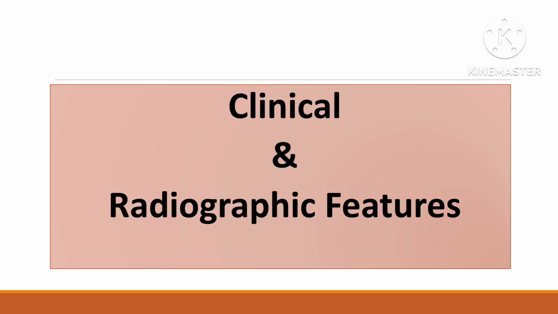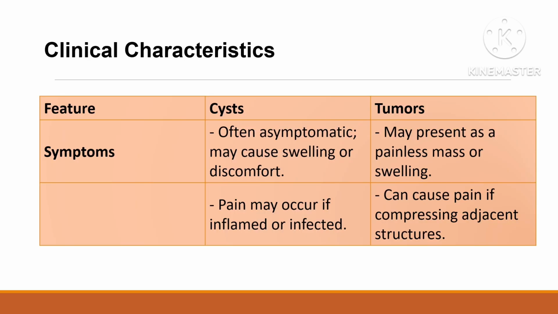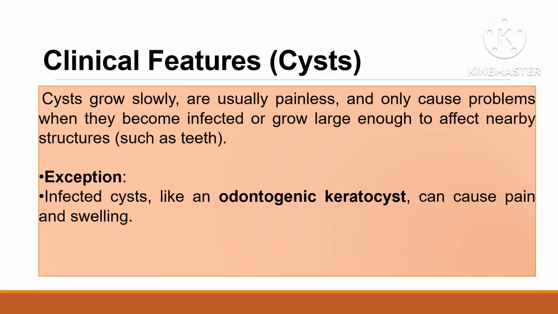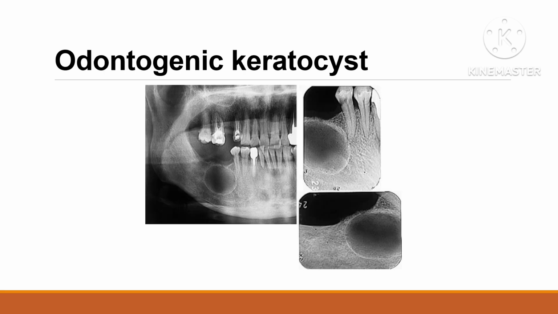Clinical considerations or characteristics. First, we'll discuss the symptoms the patient faces in the case of cyst and tumor. In the case of a cyst, the patient is usually asymptomatic. They may cause mild swelling and discomfort to the patient. These are usually painless, as we have already discussed, but certain cysts, when they become infected, become painful.